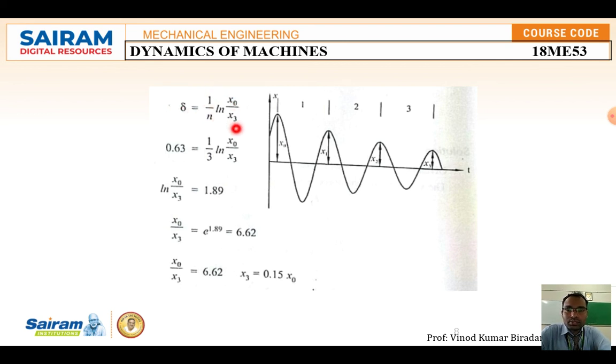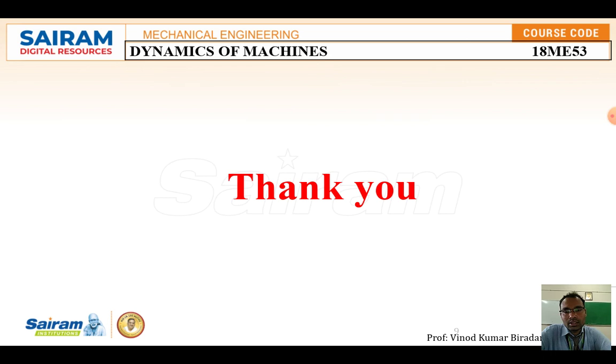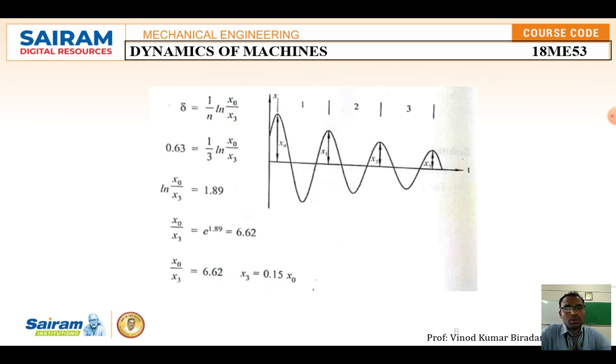This is the original amplitude, and this is after 3 cycles. So delta we have as 0.63, which is equal to 1 by 3 ln of x naught by x3. Keeping the logarithm on this side, this becomes 1.89. Moving the logarithm to this side, x naught by x3 becomes the exponential of that power, so x naught by x3 is equal to 6.63. So x3 is equal to 0.15. This is the third cycle amplitude: after the third cycle we are going to get 0.15 of the original amplitude.